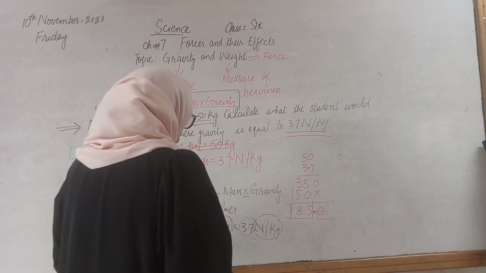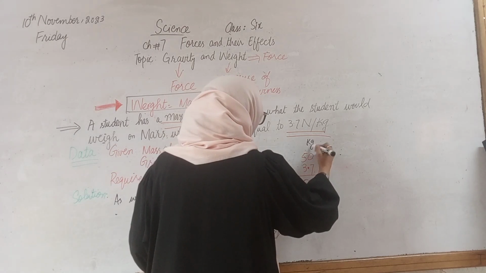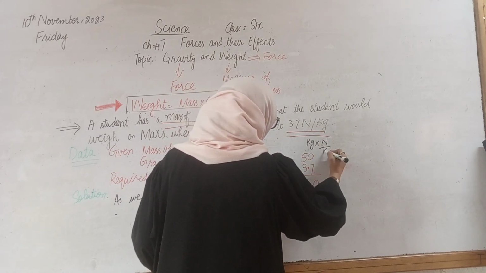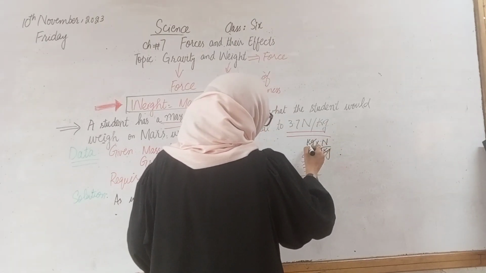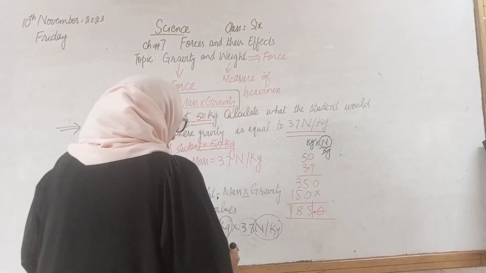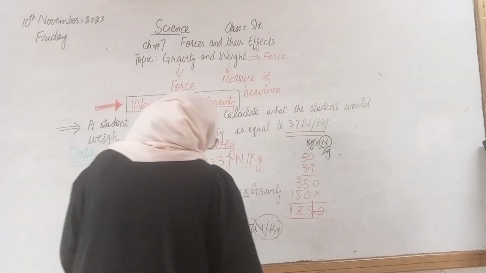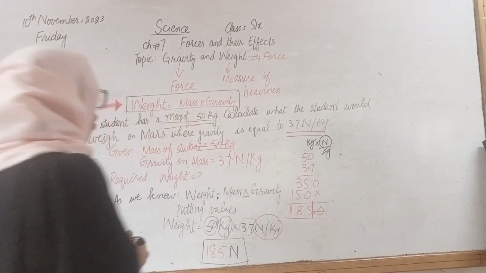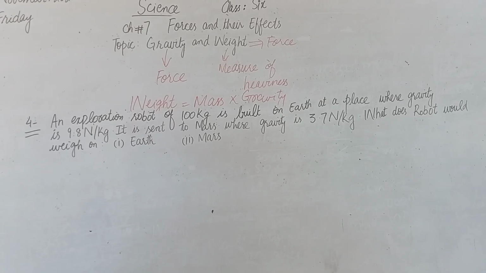We will solve the units: kilogram into Newton per kilogram. Kilogram multiplied by Newton per kilogram. Kilogram will be cut with that kilogram in the denominator. Okay? Then you will write here Newton, the answer will be 185 Newton, and Newton is the unit of the weight, and we have got the answer, that is 185 Newton, the weight of the student who is on Mars. So we will do our next example, that is question 4.